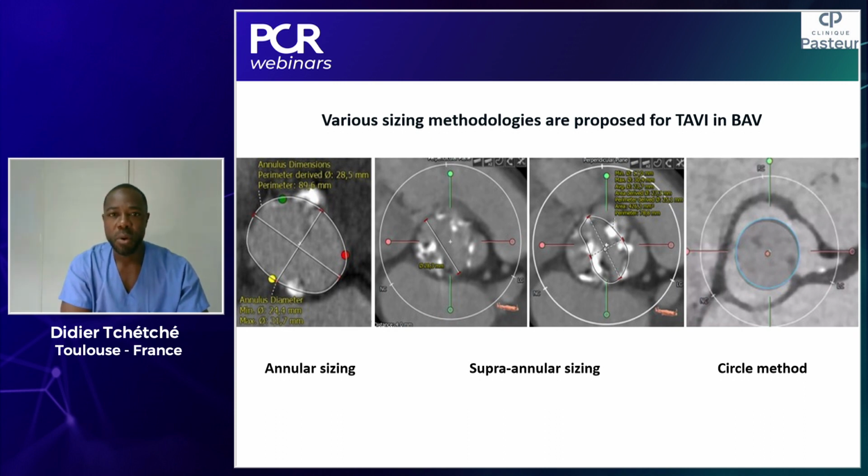And lastly, a more recent way to size for bicuspid aortic valves is to use the circle method. The circle method is more relevant for balloon expandable platforms. And the idea is only to put a circle of 23, 26, 29, whatever size you think is suitable for your patient in the anatomy, in the sinus of Valsalva, to try to understand what is the risk of sinus sequestration, what is the risk of annular rupture, what is the risk of damaging the overall aortic root with a balloon expandable platform. So the first 3 methods apply for all kinds of devices. The circle method is really dedicated for balloon expandable platforms.